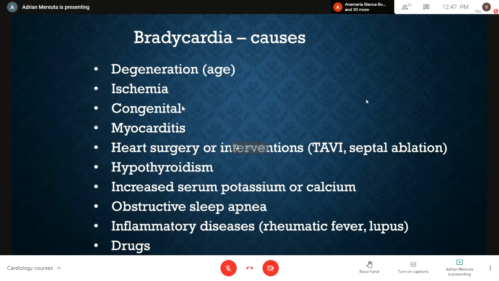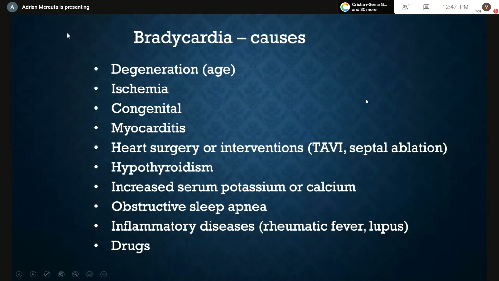What about the causes of bradycardia? The most frequent cause is age, degeneration. In time, everything is working less well, and there is degeneration of a lot of tissues, or it can be ischemia. Usually, in inferior wall ischemia, the conduction system is afflicted.